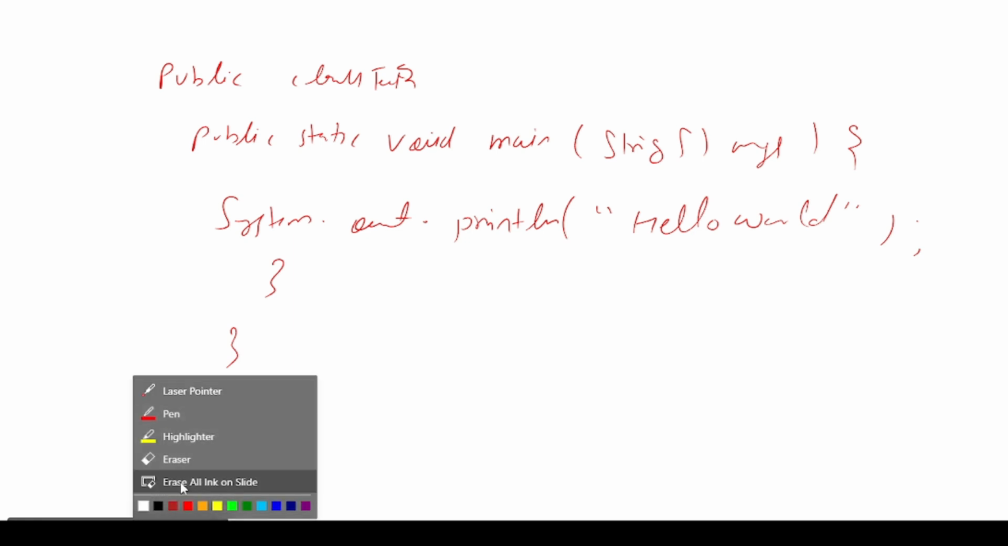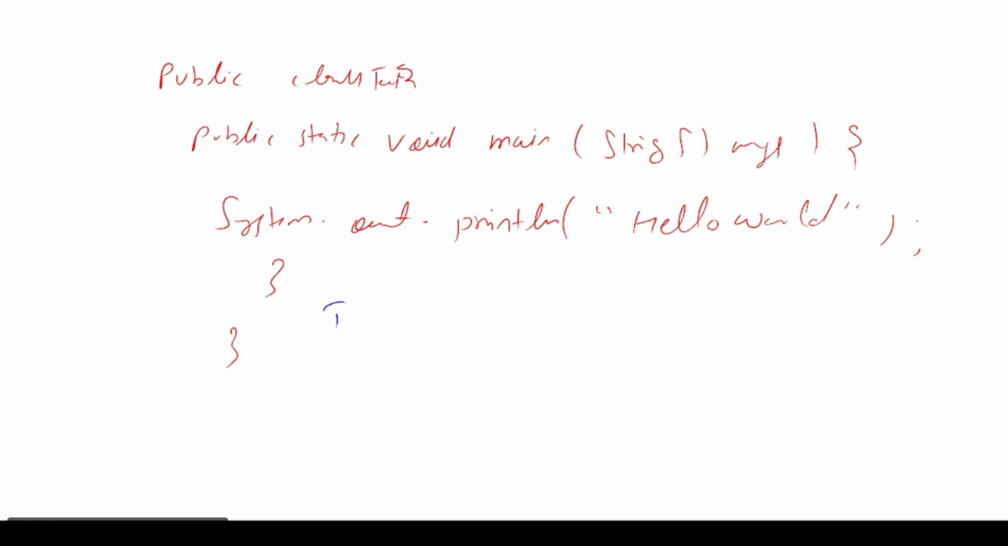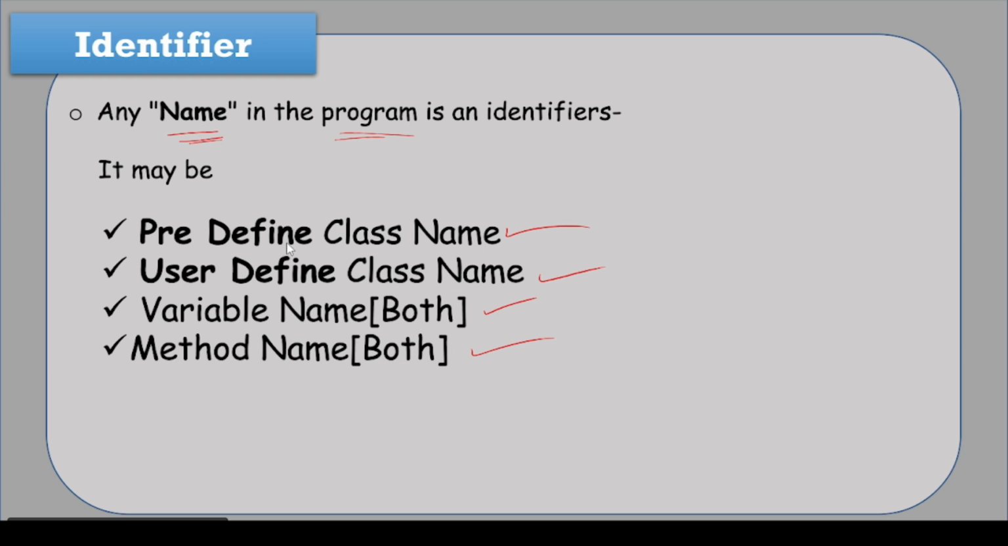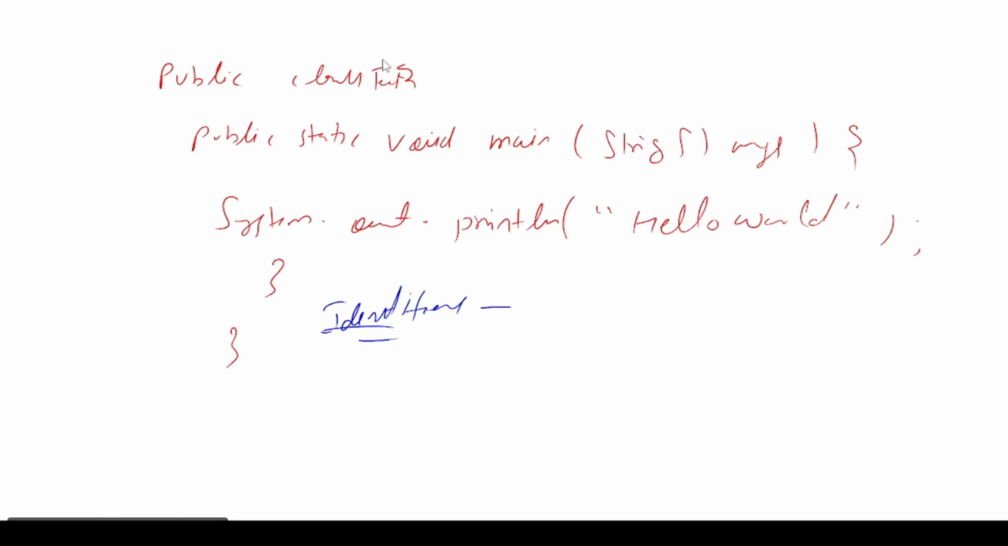Here we have to see how many identifiers are there. The first identifier, it may be a predefined class name or user defined class name. So here we have this class Test. So this is our first identifier, and it can be a method name. So this is the method name, so this is our second identifier.